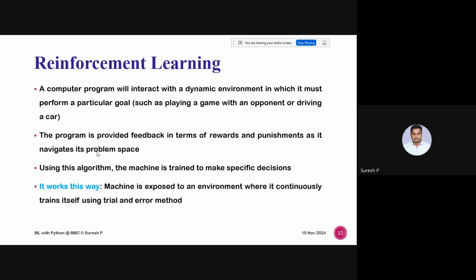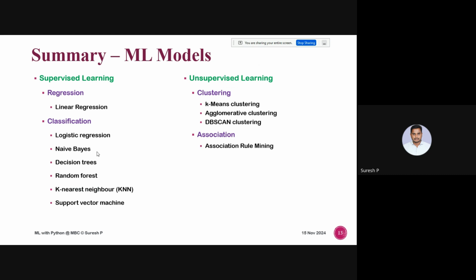That is called reinforcement learning. Here the program is provided with feedback, either a penalty or a reward, so that it is able to learn by itself in the dynamic environment and improve itself over a period of time. This reinforcement learning algorithm is used in most dynamic scenarios. So these are the summary of machine learning models.